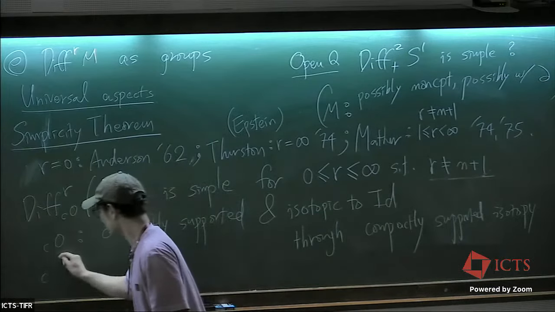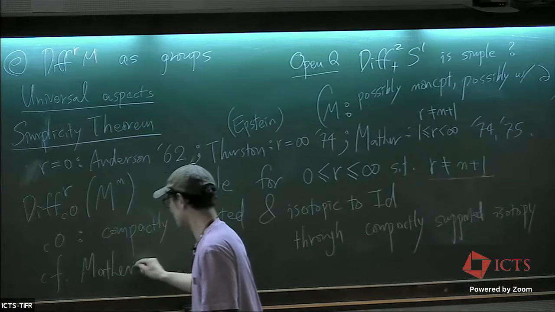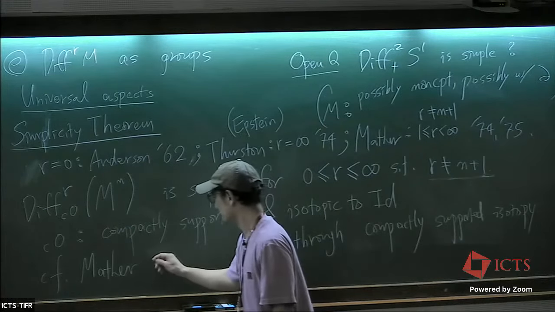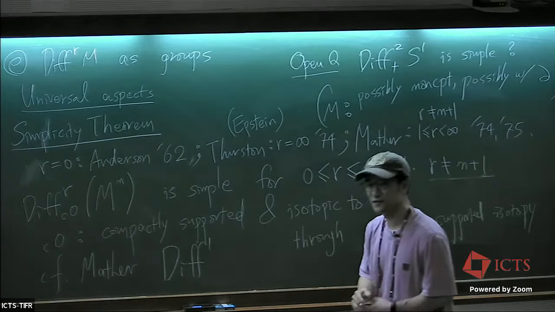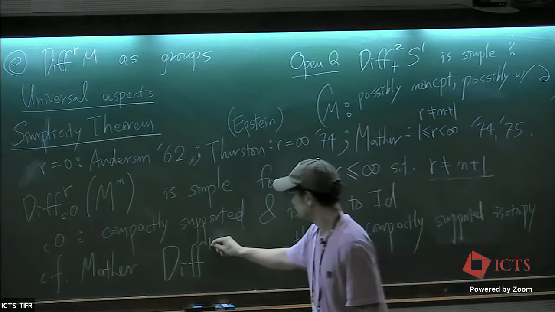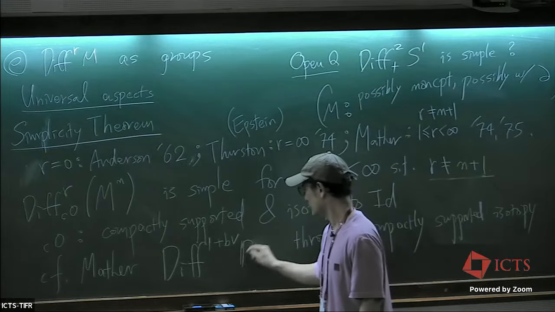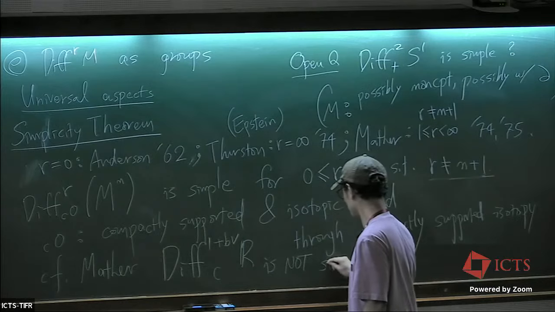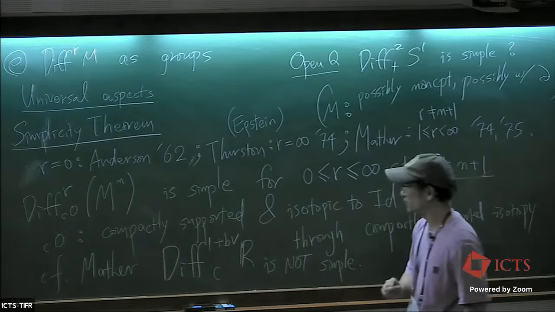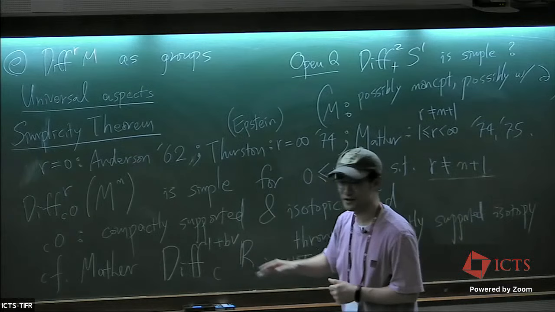And also regarding that open question, there is a very interesting two-page paper by Mather proving that the collection of all C1 diffeomorphisms whose first derivative has bounded variation and compactly supported is not simple. There is a homomorphism from this group onto the real line. The proof is actually very simple. It's very interesting to look at. It just uses almost the definition of bounded variation.